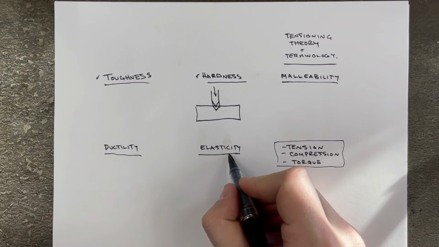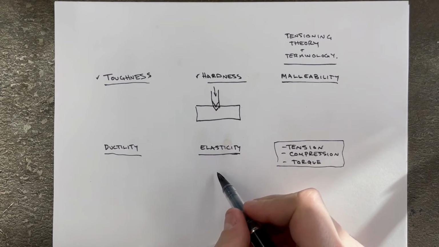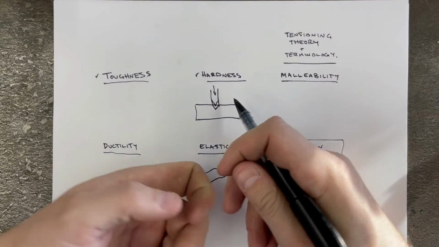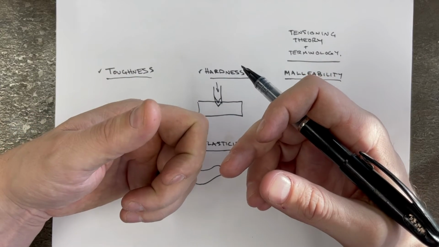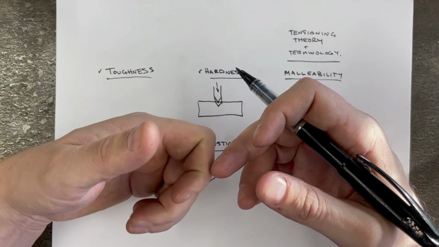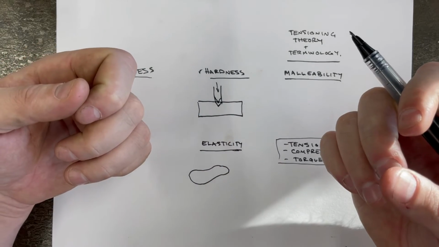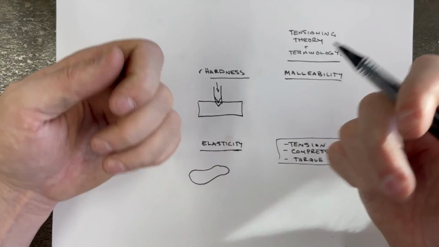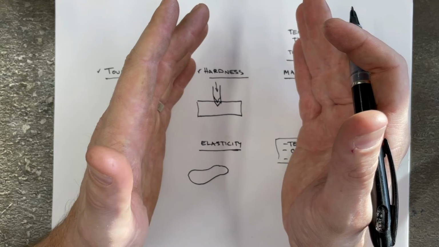Elasticity is one that's a little bit easier to remember. Think of elasticity as an elastic band. If we have an elastic band and we grab it and stretch it, elasticity is not necessarily the ability of a material to be stretched. Well, it is the ability for it to be stretched, but more importantly, elasticity is its ability, when you let go of it, to come back to its original shape, right?